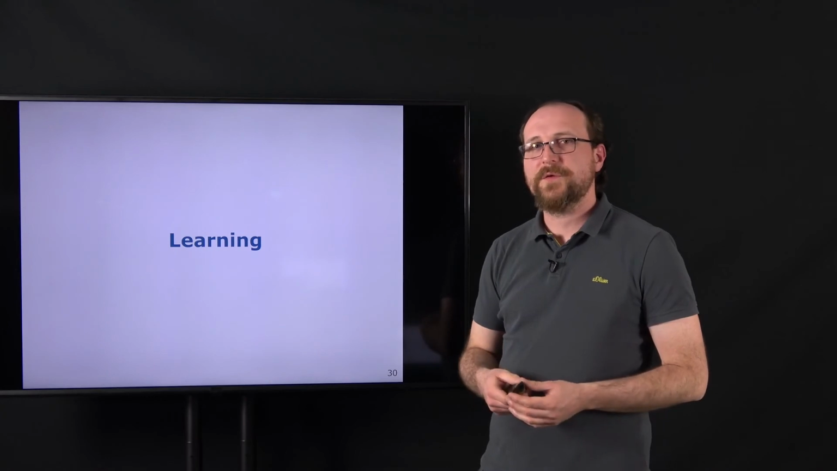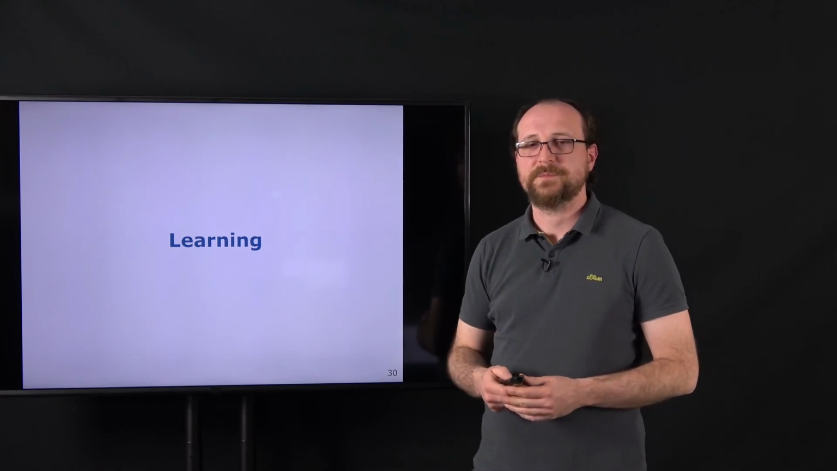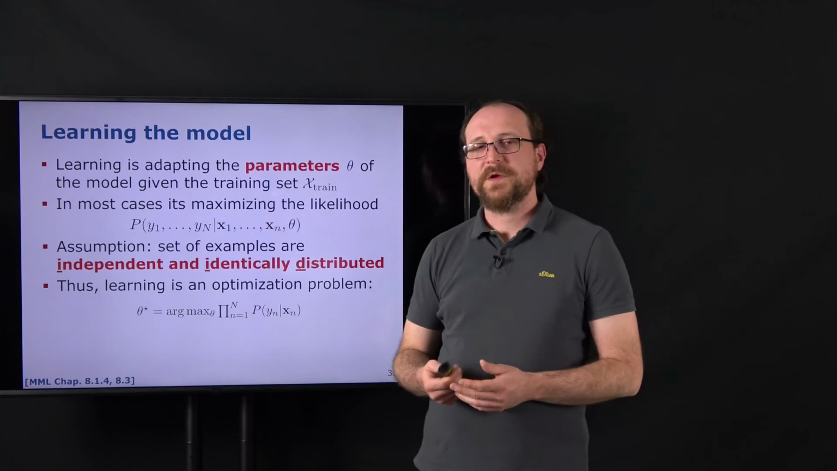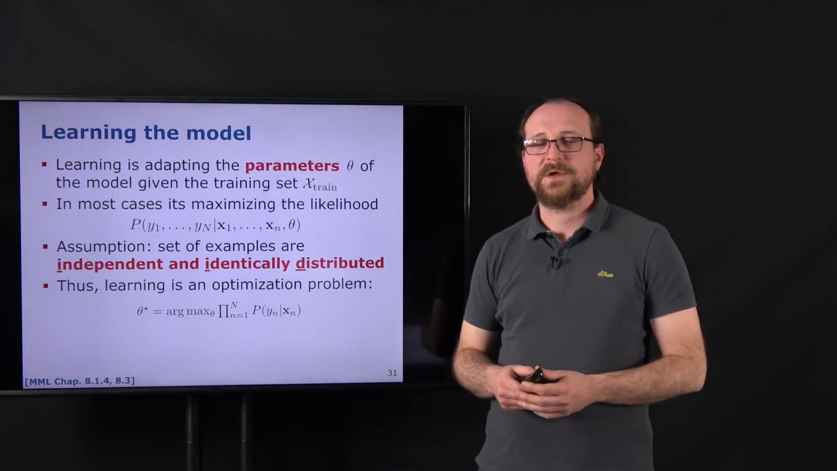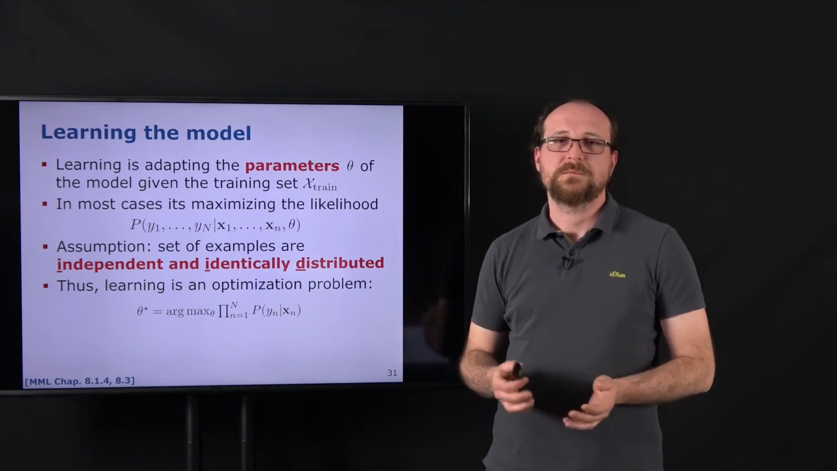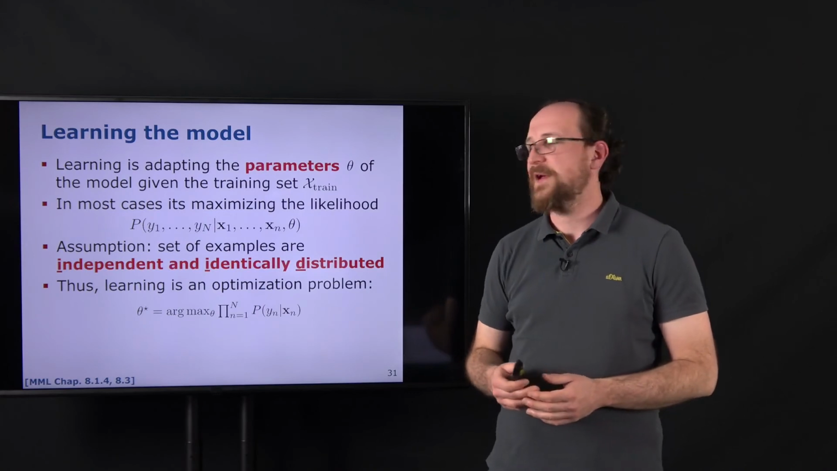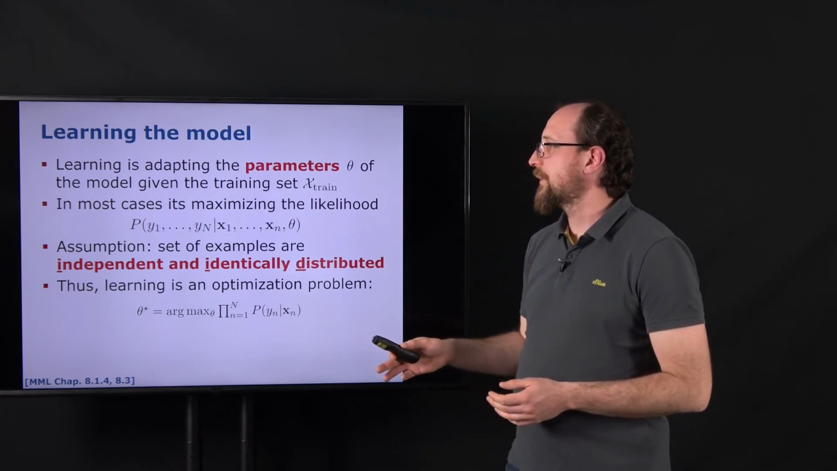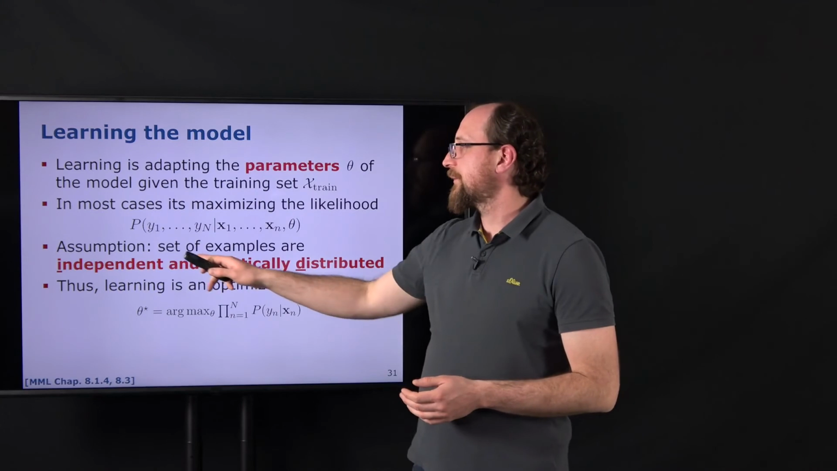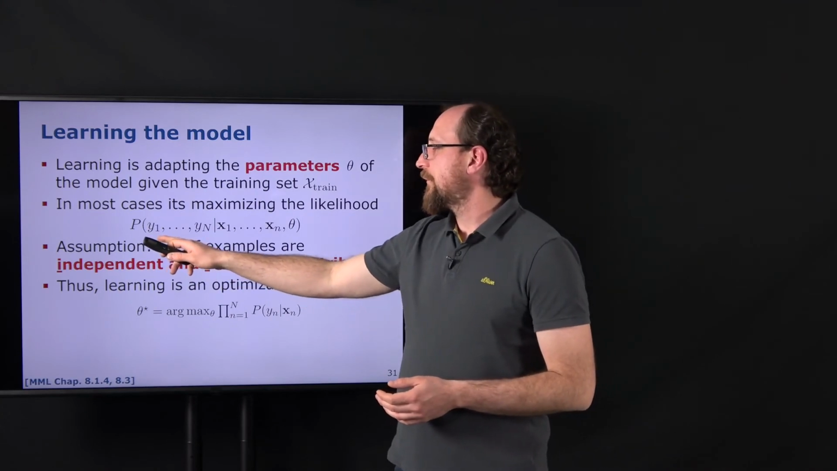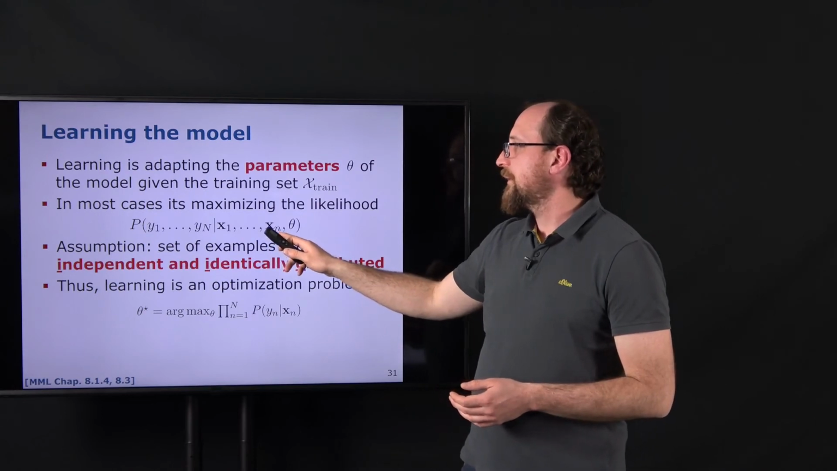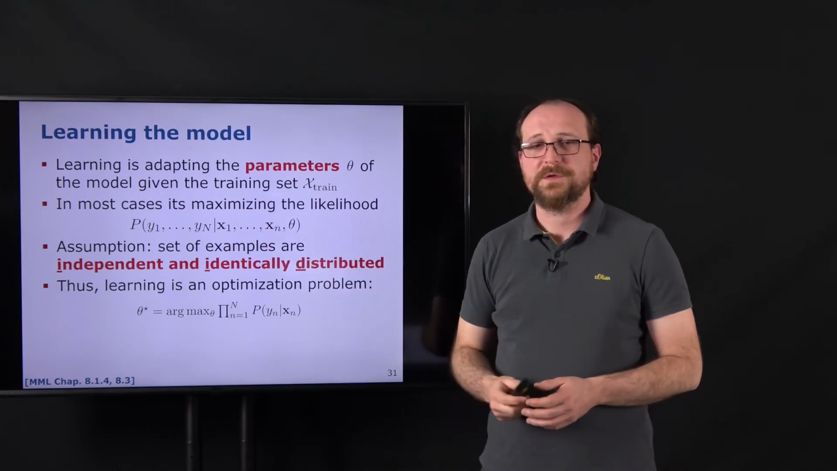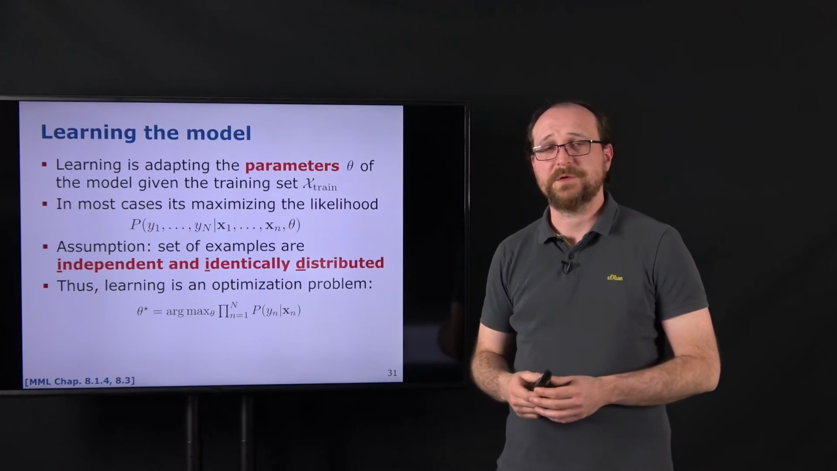But coming now to the learning part of the machine learning algorithm. Learning the model means adapting the parameter theta, given the training set. And in most cases, or often, it's maximizing the likelihood. That means we want to maximize the probability of all labels given all inputs, such that this probability is maximized. And this is the likelihood maximization.